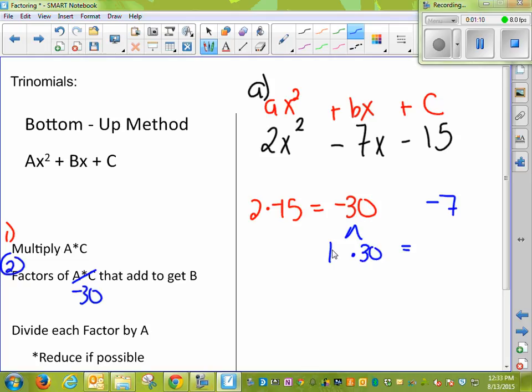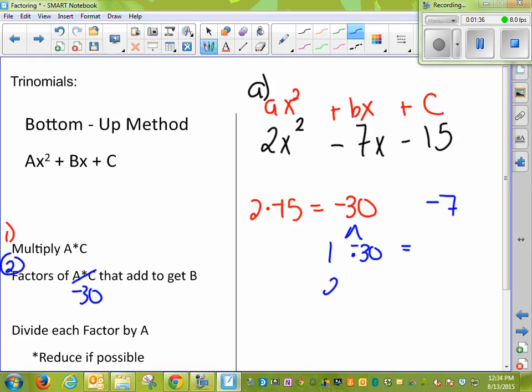So to determine which of my two factors are negative, take a look at letter b. Whatever sign b has, that's what the largest factor has to also carry. If I were to add 1 and negative 30, that would give me negative 29. So the largest number has to be the same sign as the letter b. So 1 and 30, they don't work.